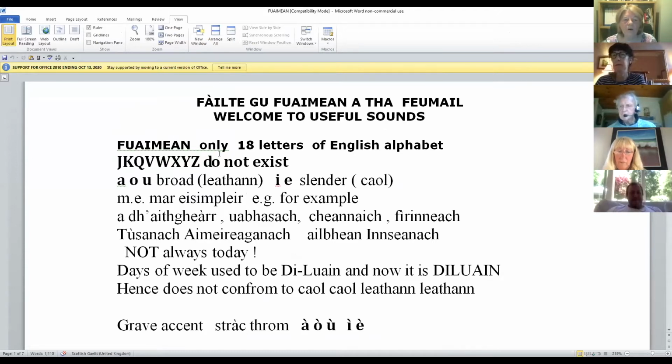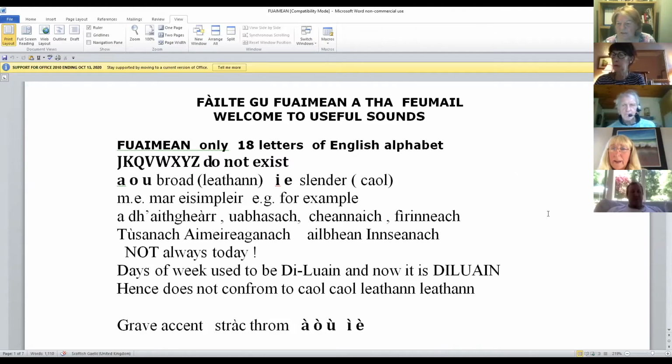There are only 18 letters of the English alphabet in Gaelic. J to Z, these ones there, do not exist. A, O and U are our broad vowels. E and I are the slender vowels. For example, "mar eisimpleir", "mar eisimpleir".